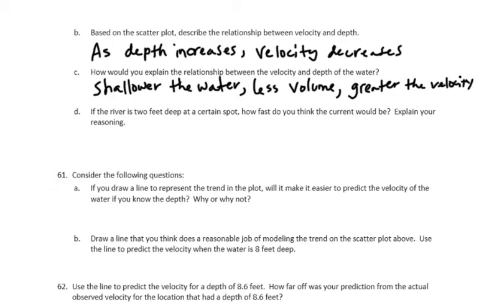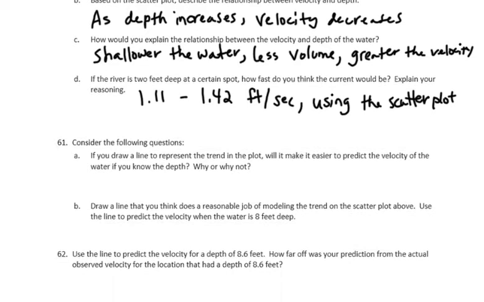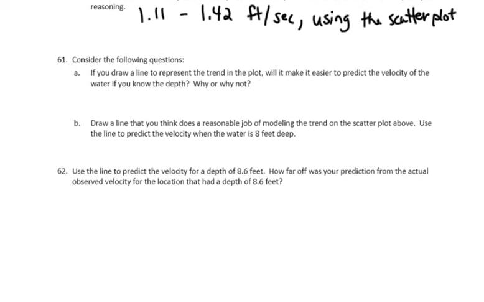If the river is 2 feet deep at a certain spot, how fast do you think the current would be? Somewhere between 1.1 and 1.42 feet per second would be a good guideline using the scatter plot. So the next question asks, if you draw a line to represent the trend in the plot, will it make it easier to predict the velocity of the water if you know the depth? Why or why not?